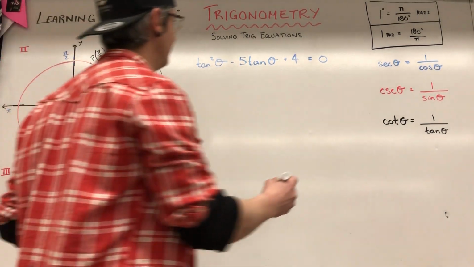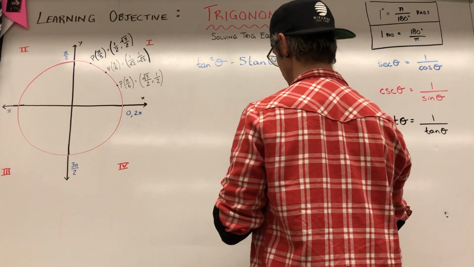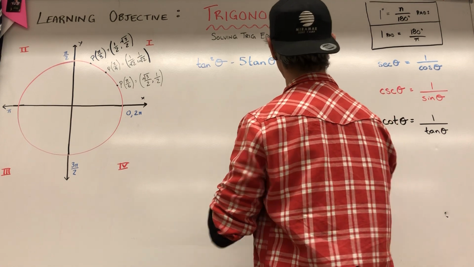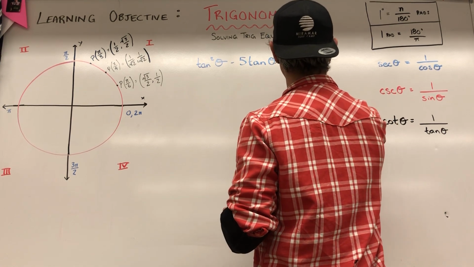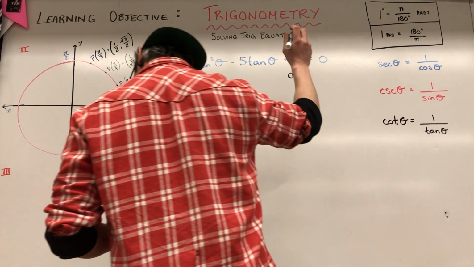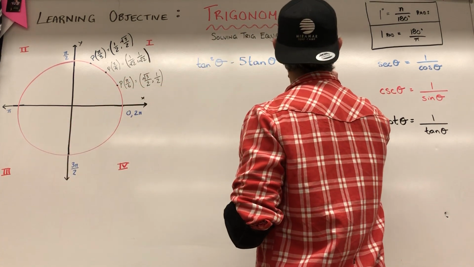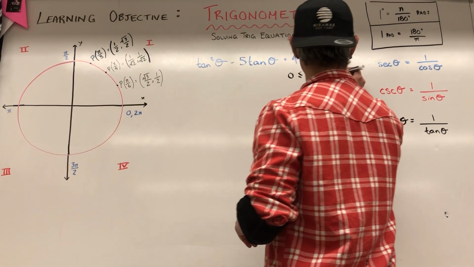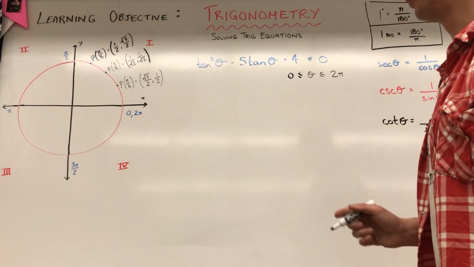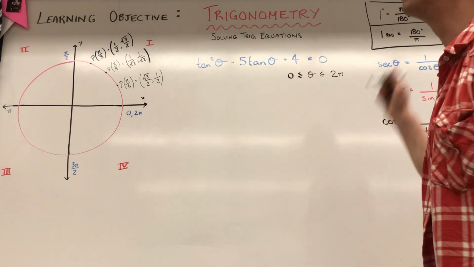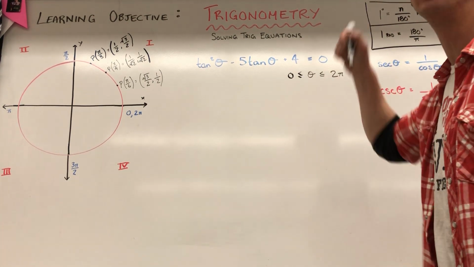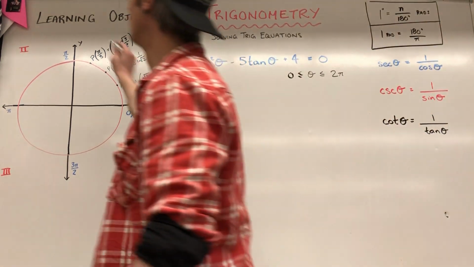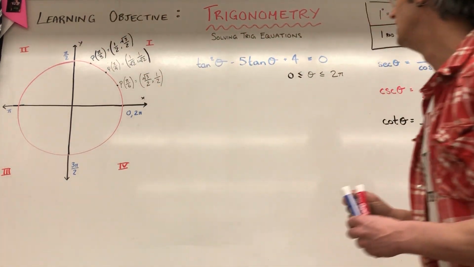Now, they also give me the restriction that this is for the domain from 0 to 360 degrees, basically a full circle, so for the entirety of the circle. So I'm not looking for coterminals or 720 degrees. I'm just looking for my first rotation, okay?